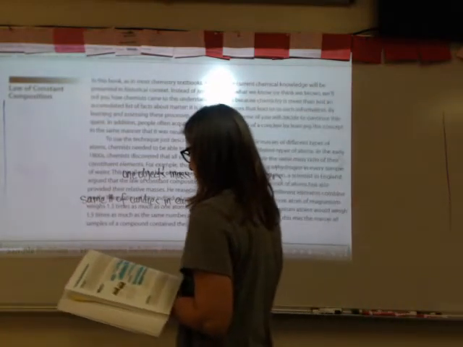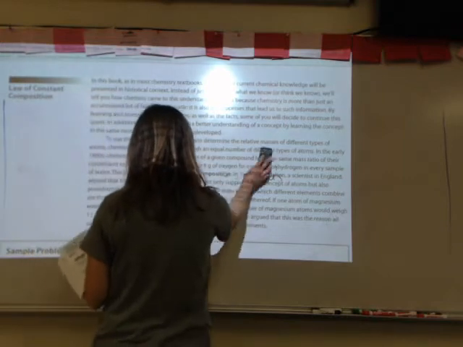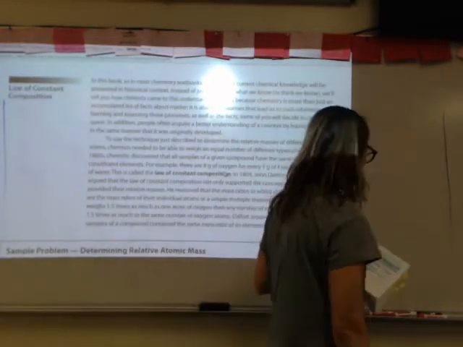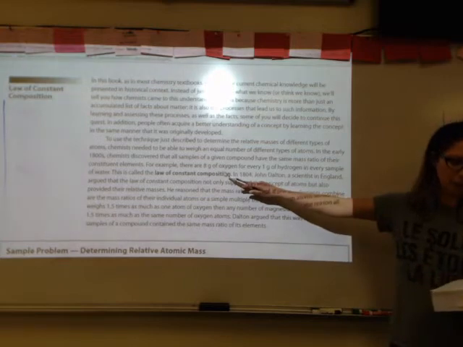Let's move on to the law of constant composition. In the 1800s, chemists discovered that all samples of a particular compound have the same mass ratio of their constituent elements. For example, 8 grams of oxygen for every 1 gram of hydrogen would be in every sample of water. This is known as the law of constant composition.